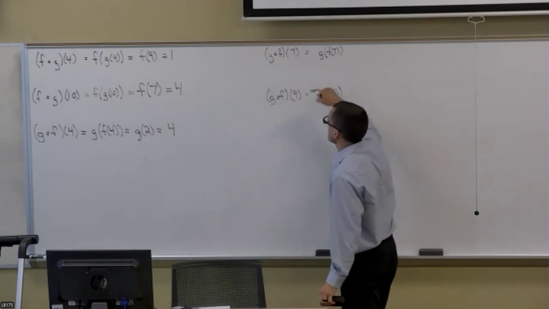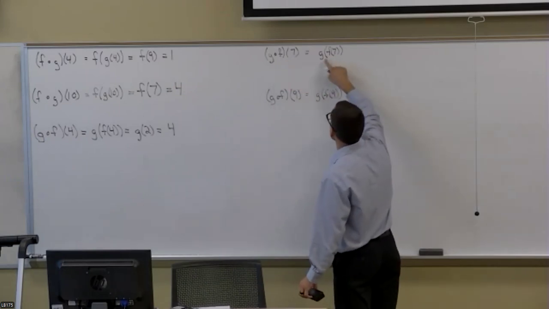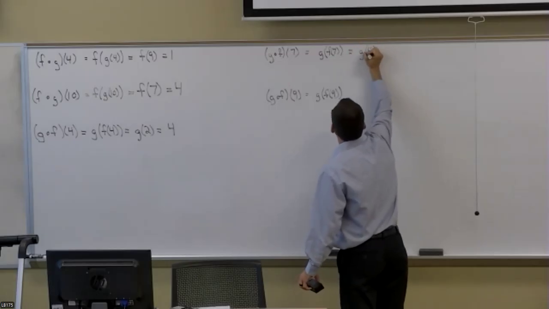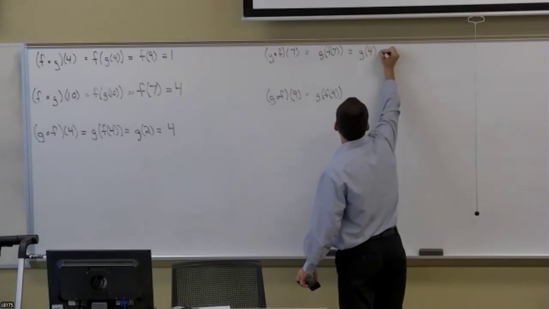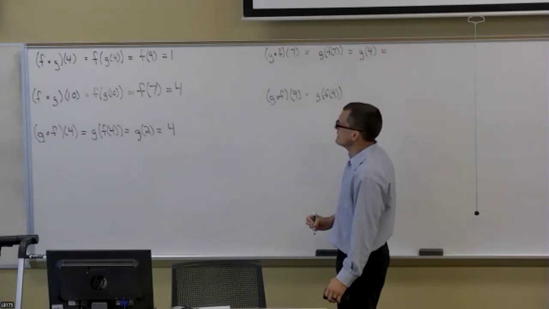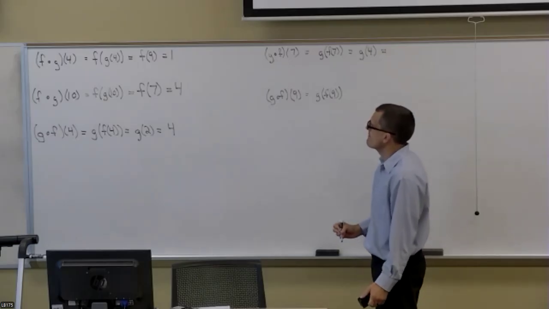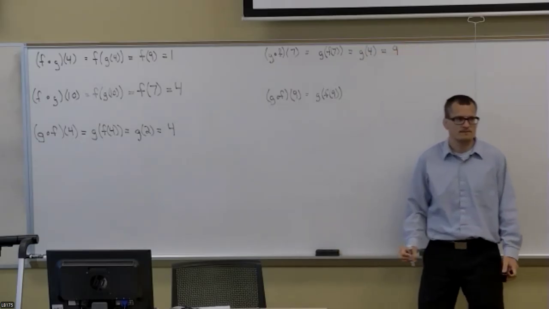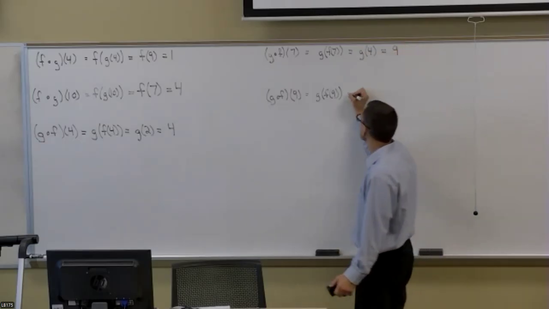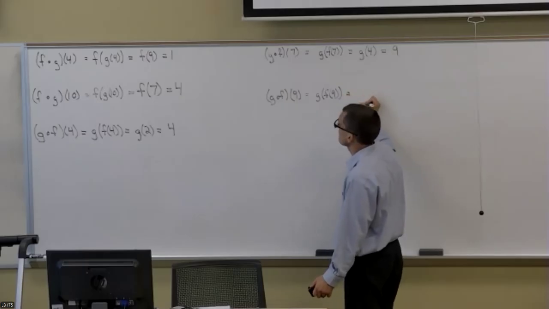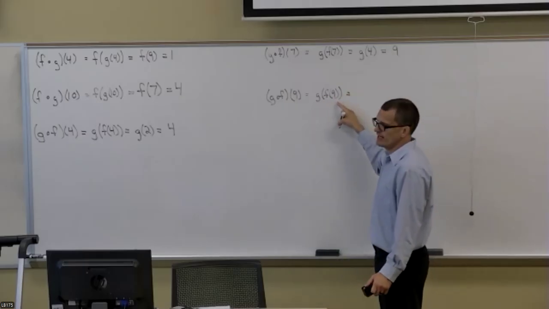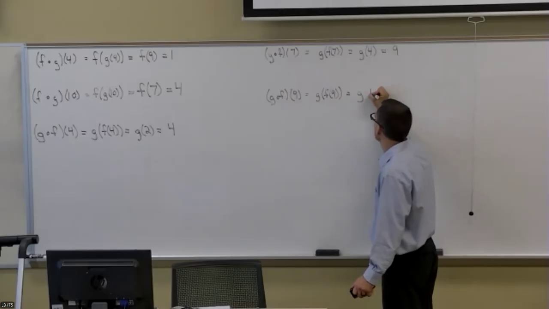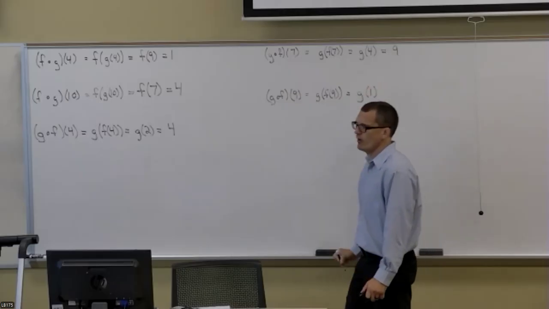G of f of 7. We just saw that f sends 7 to 4. So we input the 4 into the g. G of 4 is 9, right? G of f of 9. F of 9 is an output of 1.